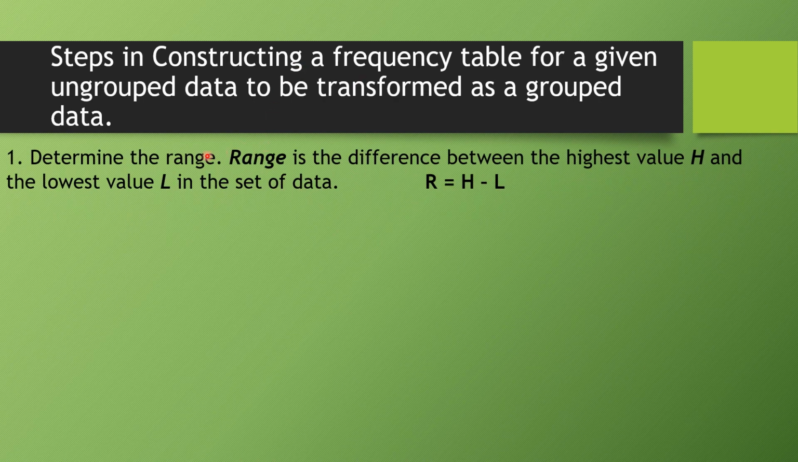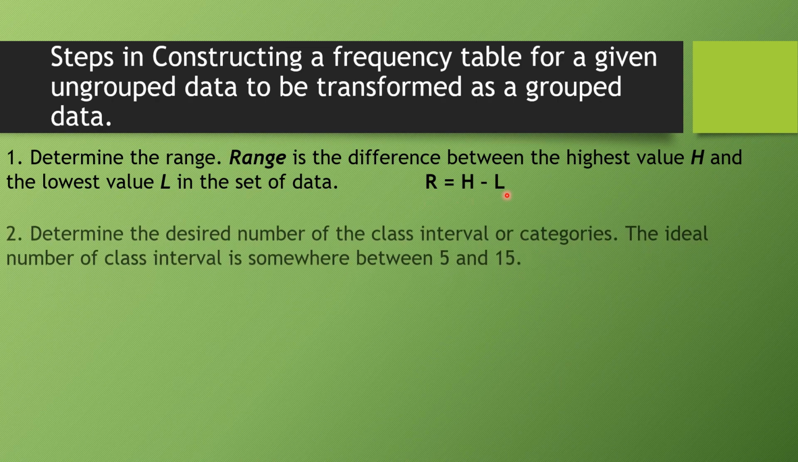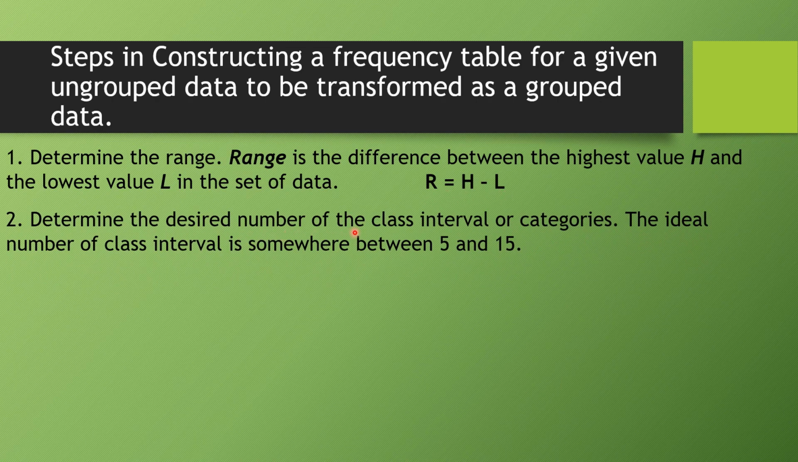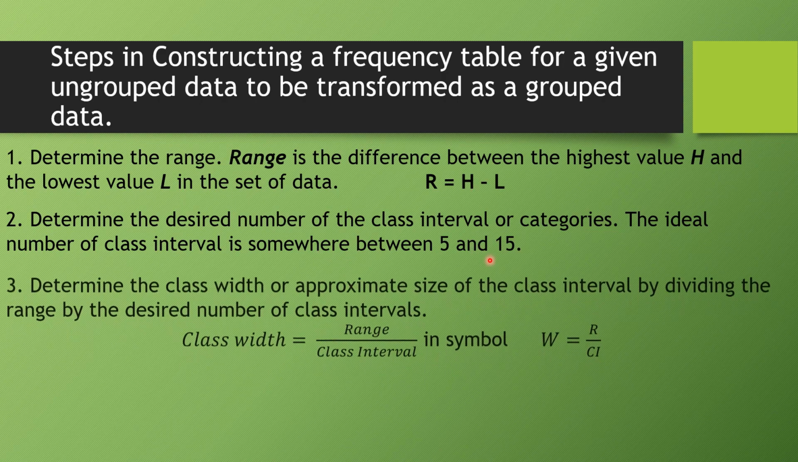Step 1. Determine the range. Range is the difference between the highest value, which is H, and the lowest value, which is L, in the set of data. So the formula is R equals H minus L. Step 2. Determine the desired number of class intervals or categories. The ideal number of class intervals is somewhere between 5 and 15.